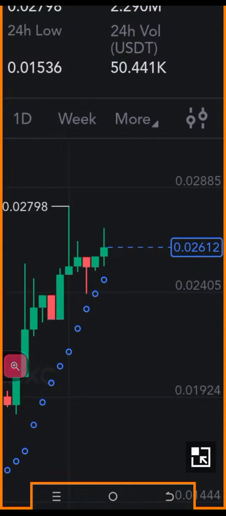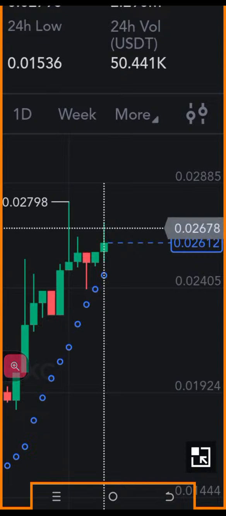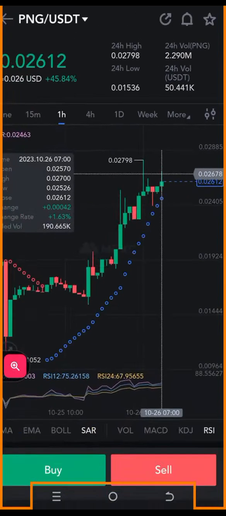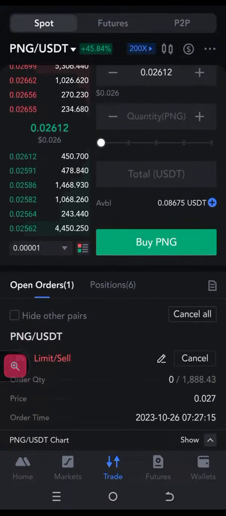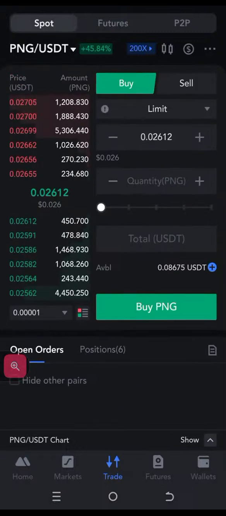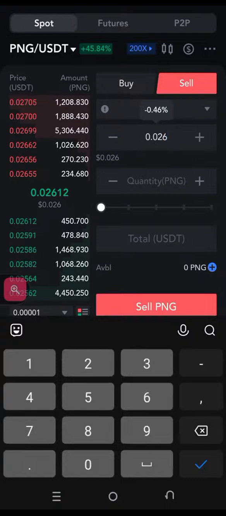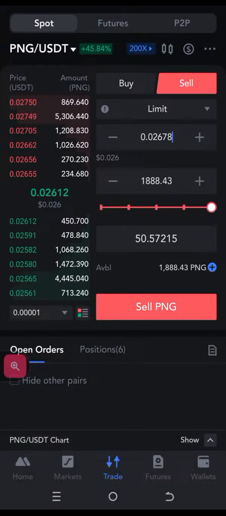It went to 27. Let me see where it went to. It actually went to 2678. Okay, let me check what that is. If I put 2678, I'll cancel it out and see what that would give us. 2678, and let's see, 57 cents. Okay, that's another 1%. All right, do I want to try that out? I'm not sure. I think I want to go with my 27 because it looks like this is going to run.